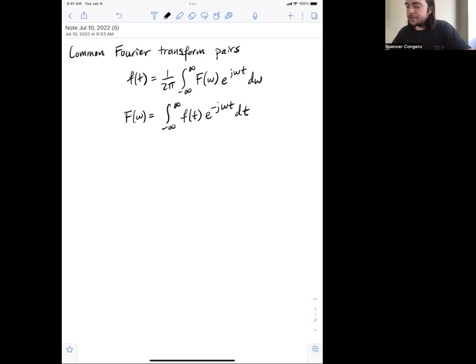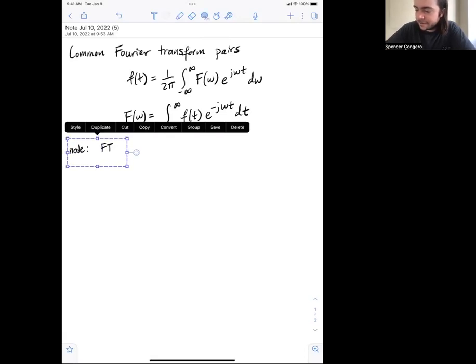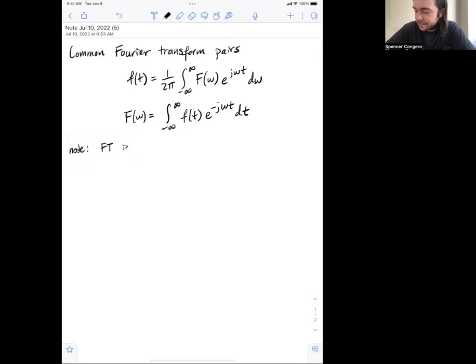Okay, so there's going to be a future video about Fourier transform properties, but there is one simple one that we're going to need in this video, and that is that the Fourier transform is linear. It's a linear operator. Okay, so let's see why that's true. What happens when I take the Fourier transform? This is my symbol for taking the Fourier transform.